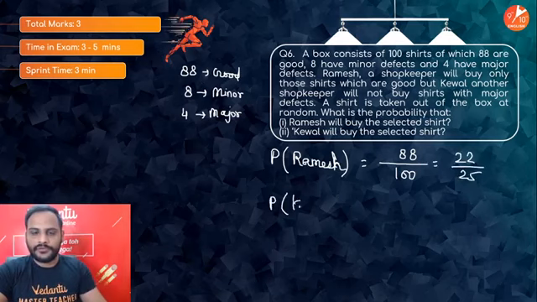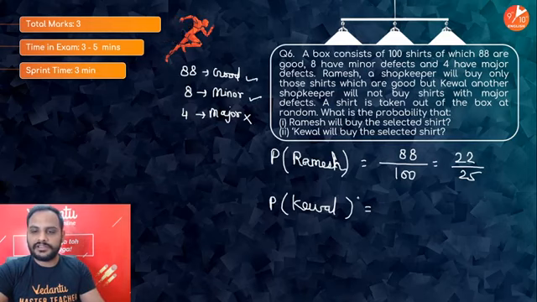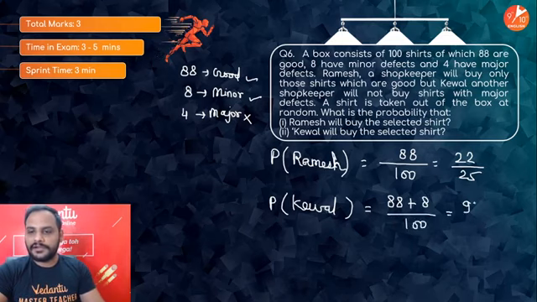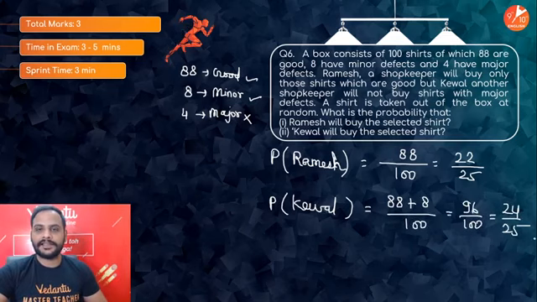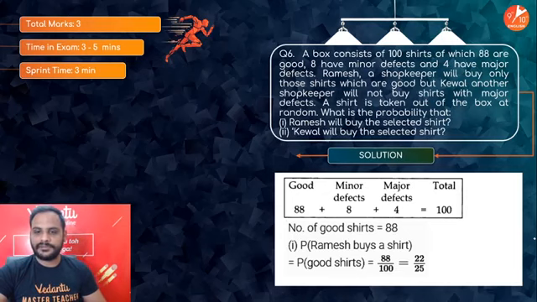Second thing, the probability that Keval will buy the shirt. But Keval is not okay with the major shirts. He is okay with good and he is okay with the minor shirts. So for Keval, favorable is good as well as minor out of 100. That means 96 by 100, that is 24 upon 25, is the probability for Keval. Done. Nothing else. This is how this question will be solved.